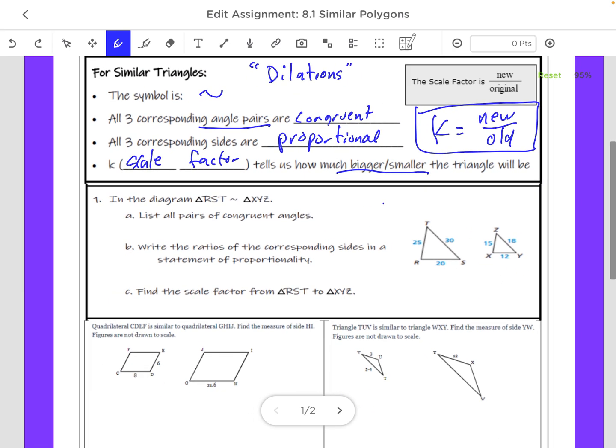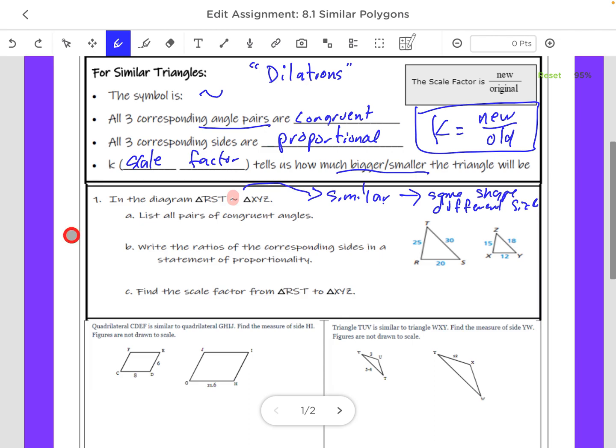Remember that similar triangles are proportional. In this diagram it says triangle RST is similar to triangle XYZ. That means similar, and we know that means the same shape but a different size. That's what we want to recognize. These are both the same shape. This is just a bigger version of this.